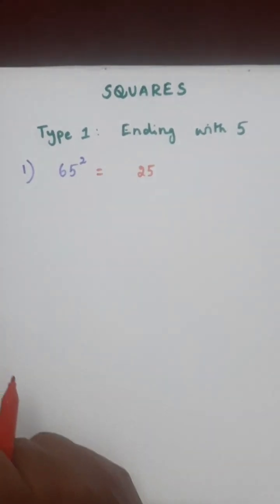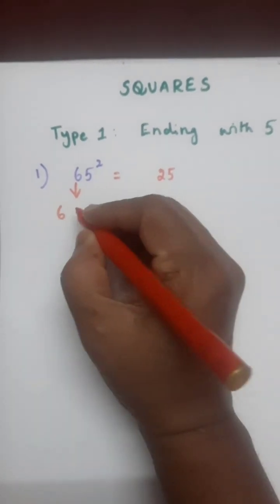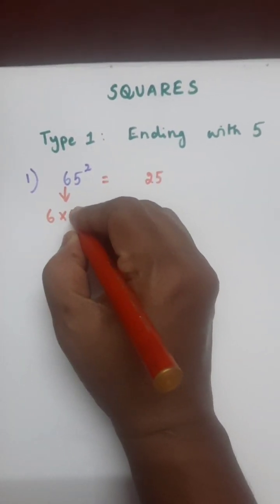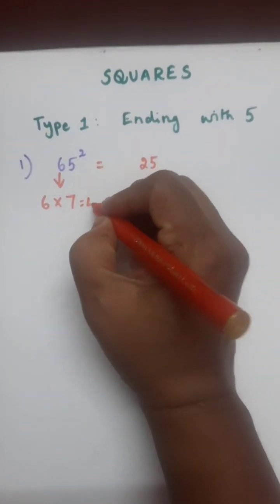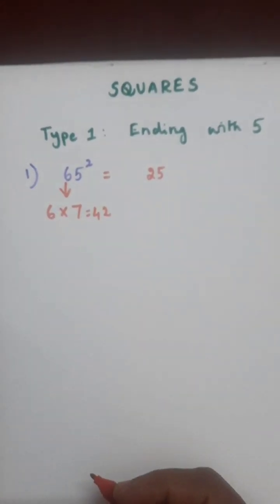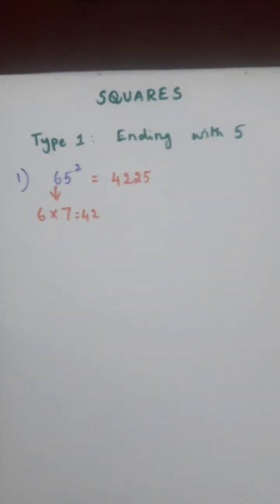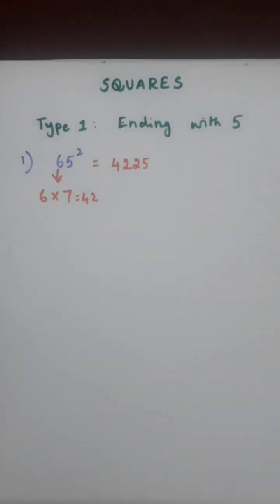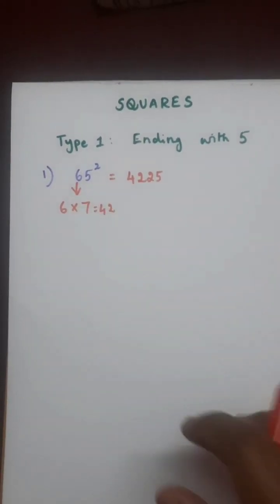The first digits we have to find out. The number 6 is there, no? 6 multiplied by its next number. The next number after 6 is 7. That is 6 into 7, that is 42. If you write 42 here, that is the square of 65. 65 square is 4225. It's as simple as this.